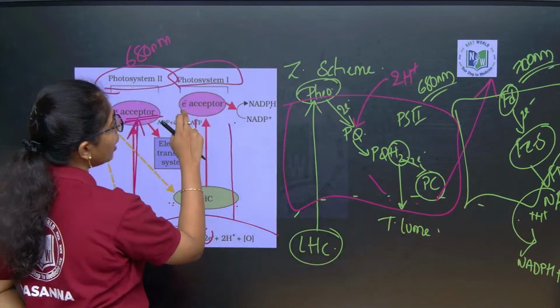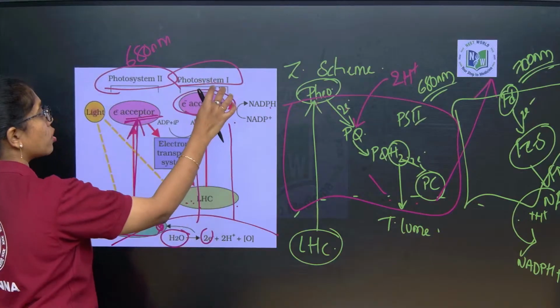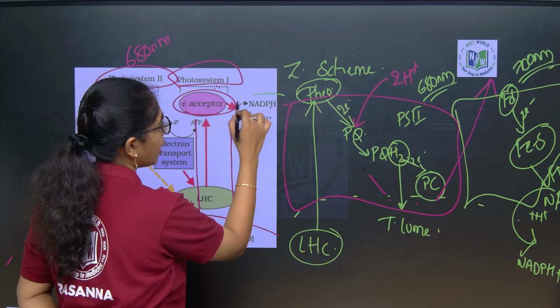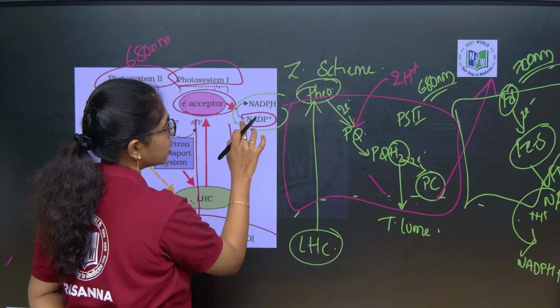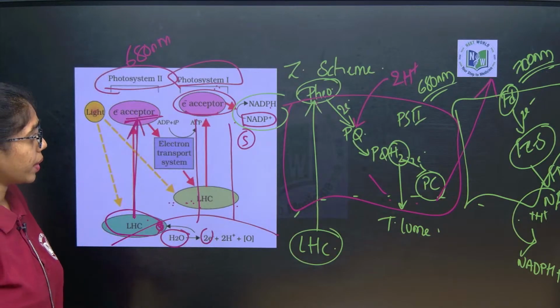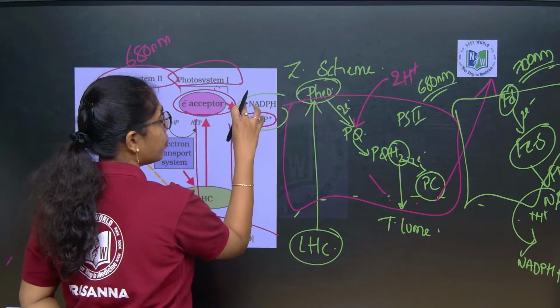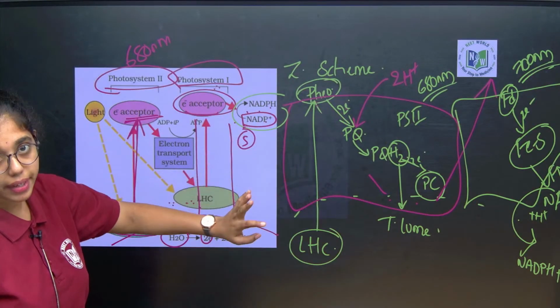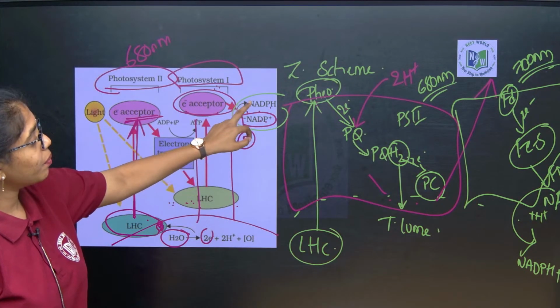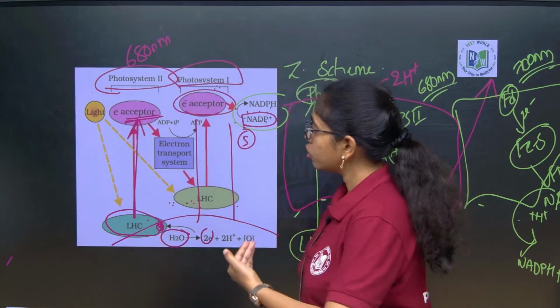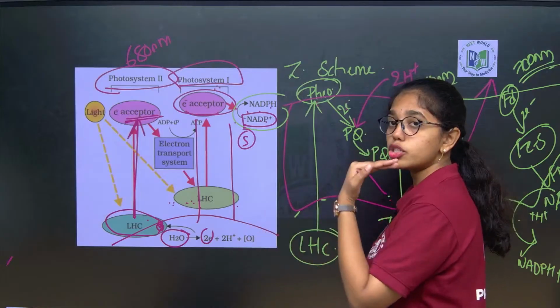This gives to the primary electron acceptor of photosystem 1, that is ferredoxin, and the ultimate last electron acceptor that is located towards the stroma side of the thylakoid membrane is NADP plus. The enzyme NADP reductase will reduce the NADP plus to NADPH2 inside the stroma. Clear? So, this is all about the Z scheme, beta, so much important.